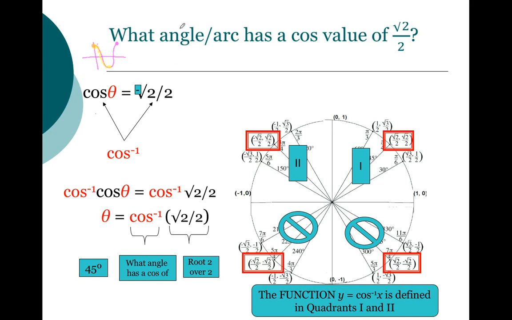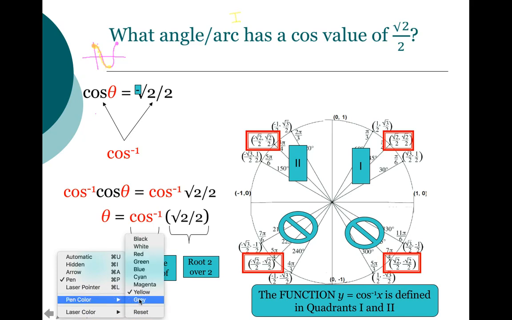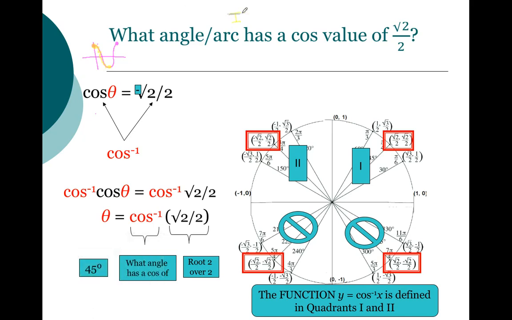So cosine is defined in quadrant 1 and 2. So sine was 1 and 4, cosine is 1 and 2. So you're not going to be giving me an angle that's outside of quadrant 1 and 2. So it's going to be somewhere between 0 and 180, or 0 and pi. Whereas, and I'll summarize that, sine will be somewhere between negative pi over 2 and pi over 2.